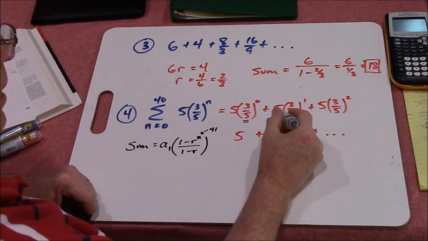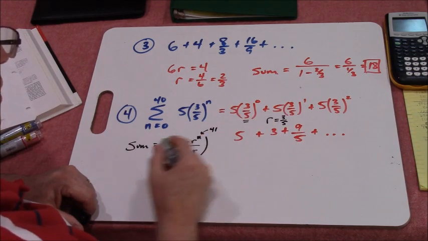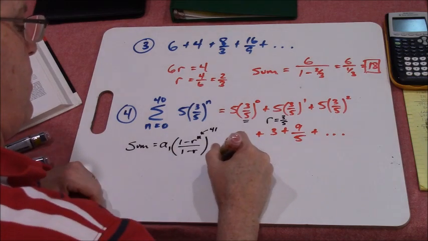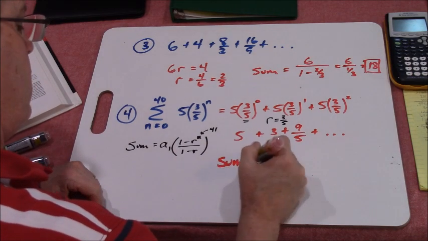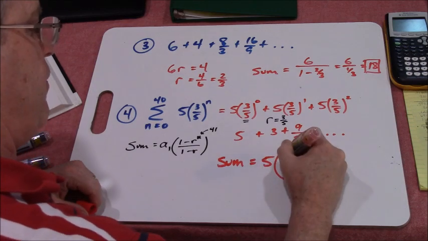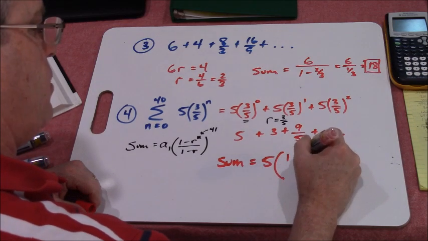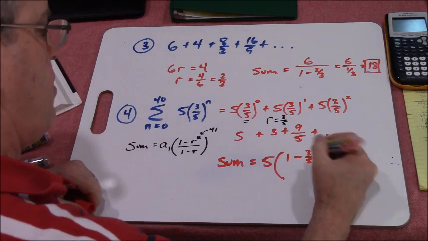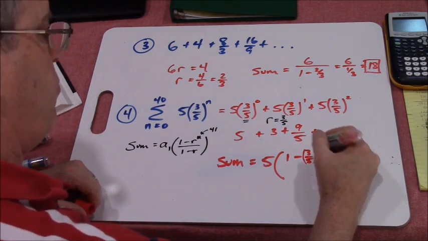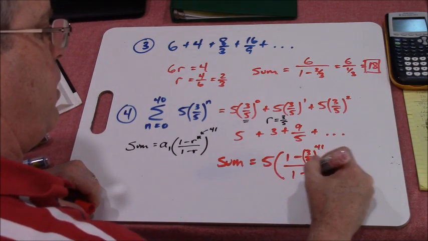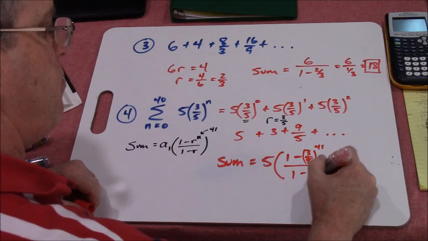I know what I'm multiplying by. r is 3/5. I know what my first term is. It's 5. So now we could say that the sum is equal to the first term, which is 5, times the fraction 1 minus 3/5. And that fraction has to be raised to the 41st power over 1 minus 3/5.